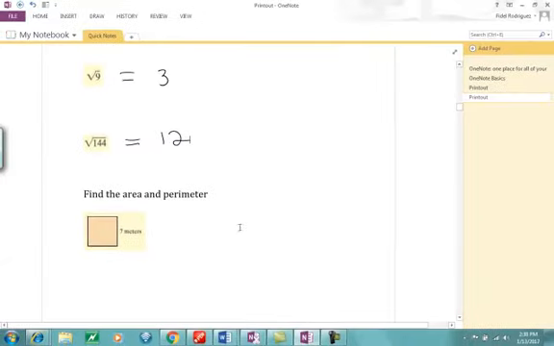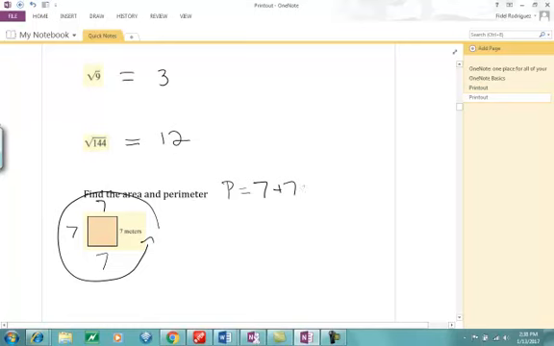The last problem that I have here says find the area and the perimeter. So I have a square, and each of the sides is 7 meters. That means that this side is also 7, and this side is also 7, and that side is also 7. So for the first part, if I wanted to find the perimeter, it's asking me what's the distance all the way around. So I would take 7 plus 7 plus 7 plus another 7. Well, that would give me 14. That would give me another 14. And if I add them together, that's going to give me 28.